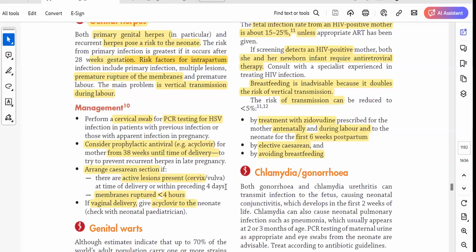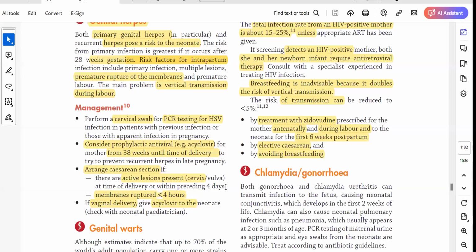Okay, and we normally advise that cesarean section is better if the patient has active herpetic lesions during delivery time. So during delivery time, or even within the last 4 days of delivery, if the patient has an active herpetic lesion in the genital area, then it is better to go for a C-section. Or if there is a premature rupture of membrane, also during that time, better to go for a C-section.